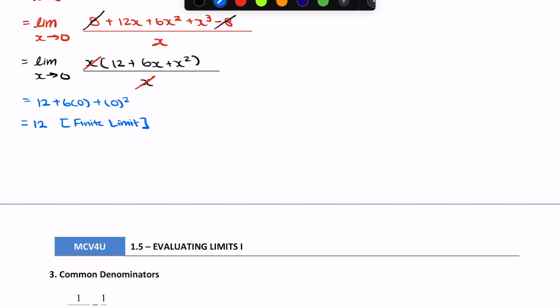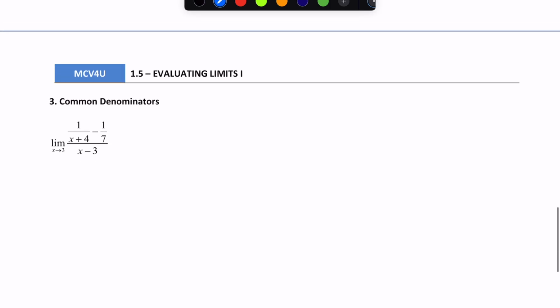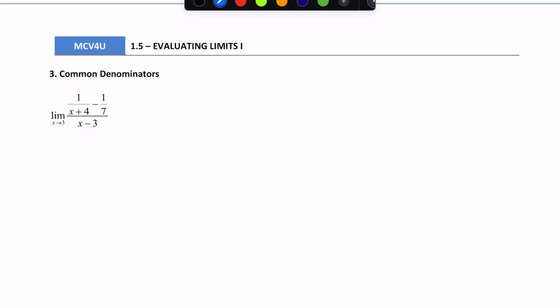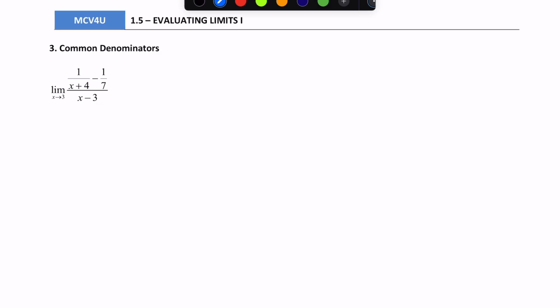Okay, so let's look at 2 more questions. One we're going to look at using common denominators. And the next one we're going to look at using conjugates to eliminate the radicals. So here, if we look at the common denominator, we know that we have to make the common denominator of x plus 4 at the top, and then we also have to make it so that the x minus 3 at the bottom can cancel out. So let's take a look at this.